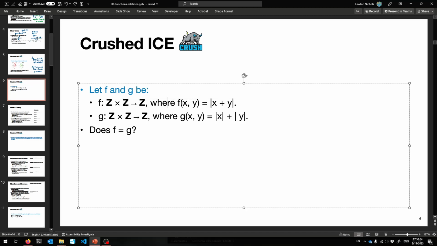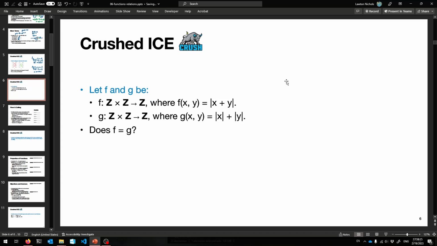You see that? So it's taking two things. It's a function of multiple inputs, takes two integers and sends them to a non-negative integer. That's the absolute value of x plus y. And then here is g, takes again a pair of integers to a single integer, and it performs this: absolute value of x plus absolute value of y. So does f equal g?